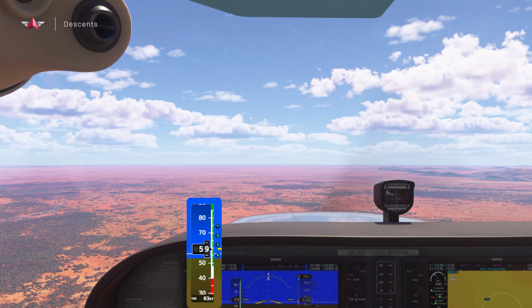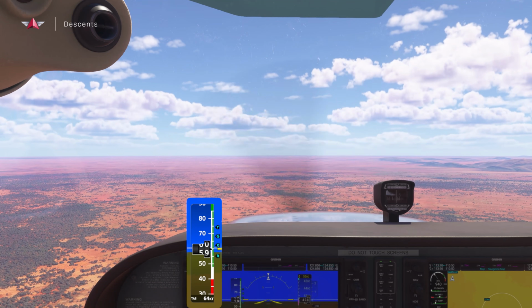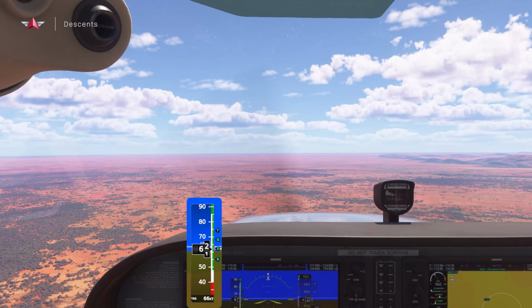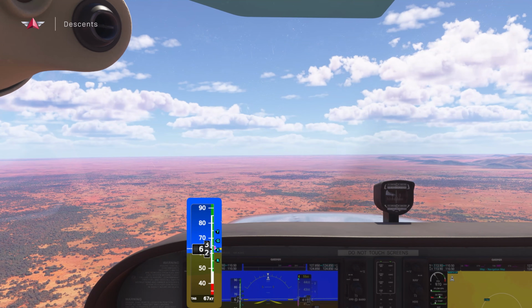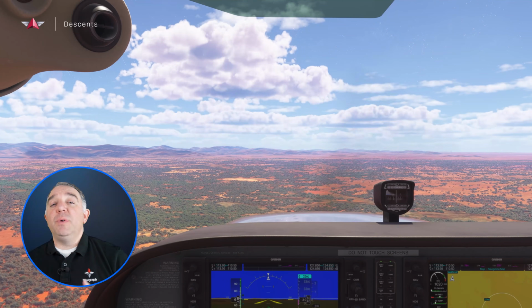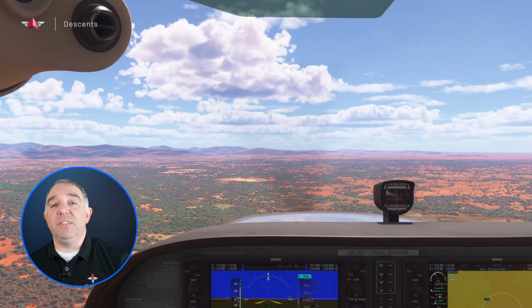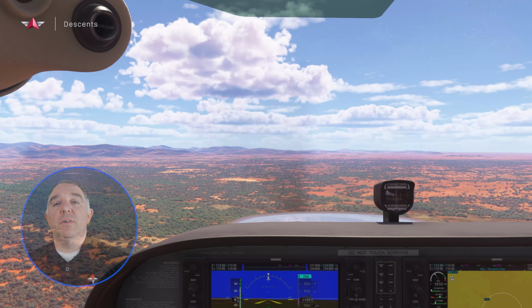If the airspeed becomes too low, we're going to have to lower our pitch attitude slightly. As we approach the desired altitude, we must exit our power-off descent in a controlled manner.